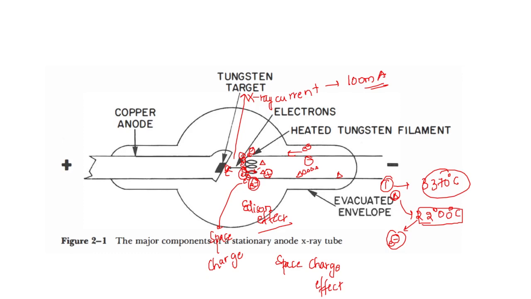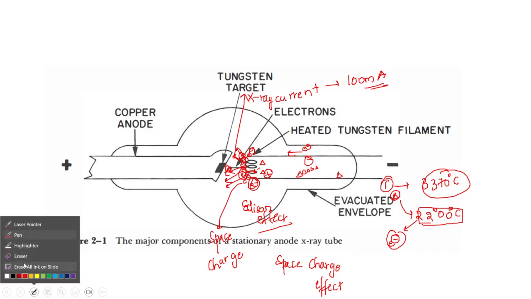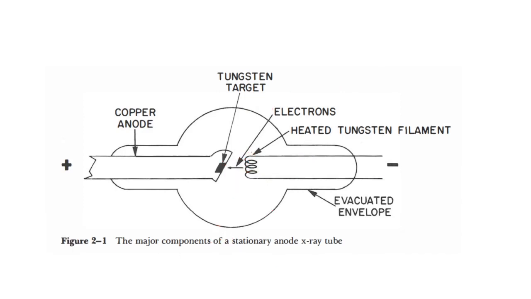One important thing is that these electrons which flow from cathode to anode can flow in different directions. But we don't want the electrons flowing in different directions. We want the electrons to flow in one single direction. To prevent this, we have developed a technique where we put a focusing cup around the filament. So we have designed a focusing cup which surrounds the filament. This is the focusing cup.